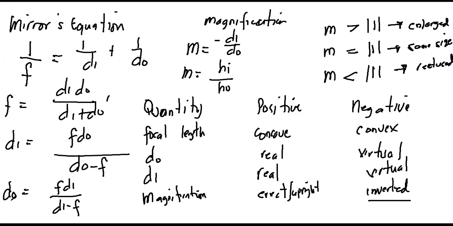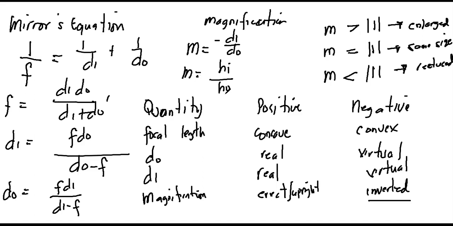And for the distance of the object, the formula is do = f di all over di minus f. The magnification is m, which is equal to negative di over do. Your magnification can also be solved with the formula hi over ho. Now the question is, we have already the values, so how can we describe the location?